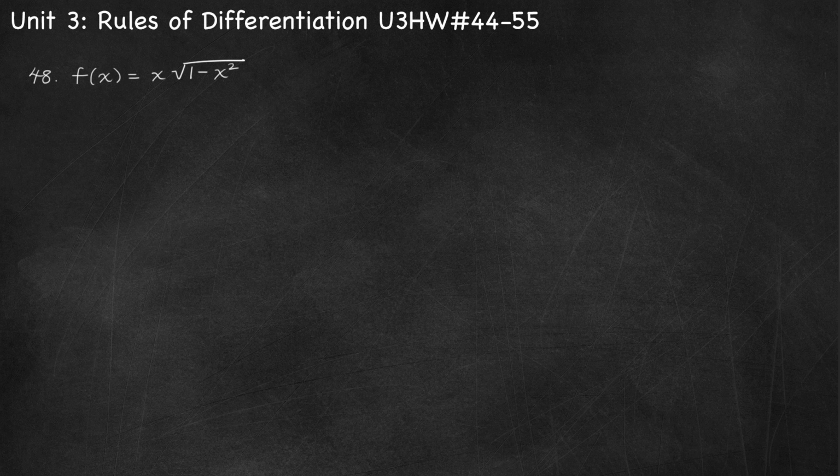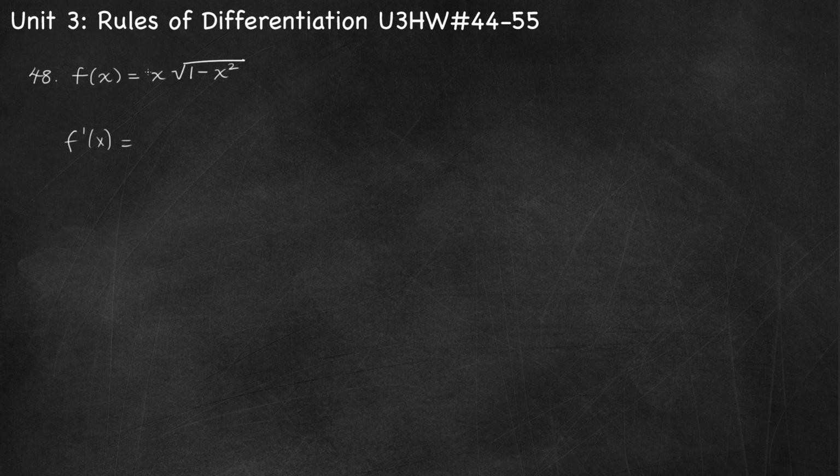Number 48. So f of x equals x times the square root of 1 minus x squared. We do have a composite function here, but it's also part of a product. So we need to do product rule, and then within our product rule, we're going to end up using the chain rule. So this one starts out as product rule. And the product rule, so my derivative, f prime of x, product rule tells me that I'm going to take the derivative of the first factor.